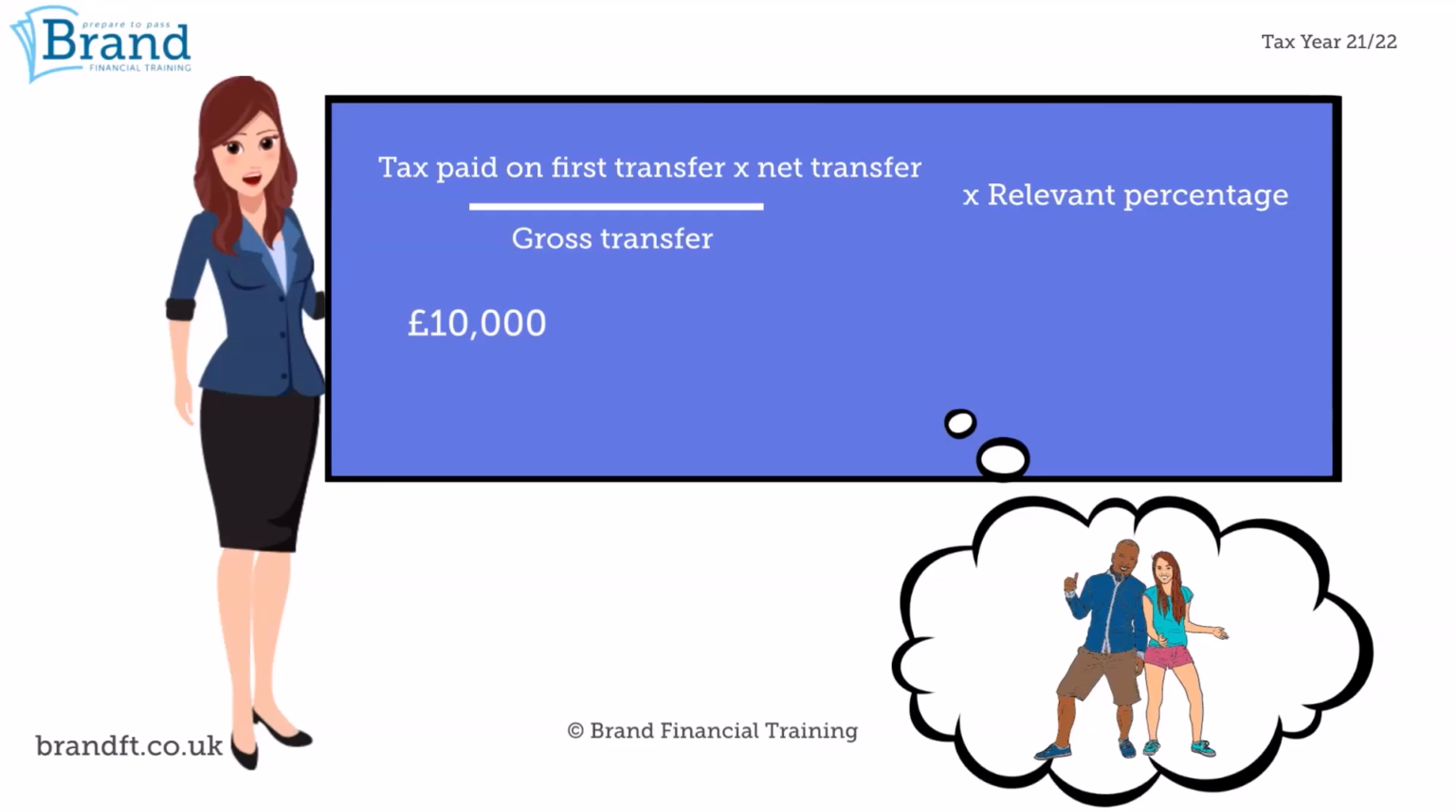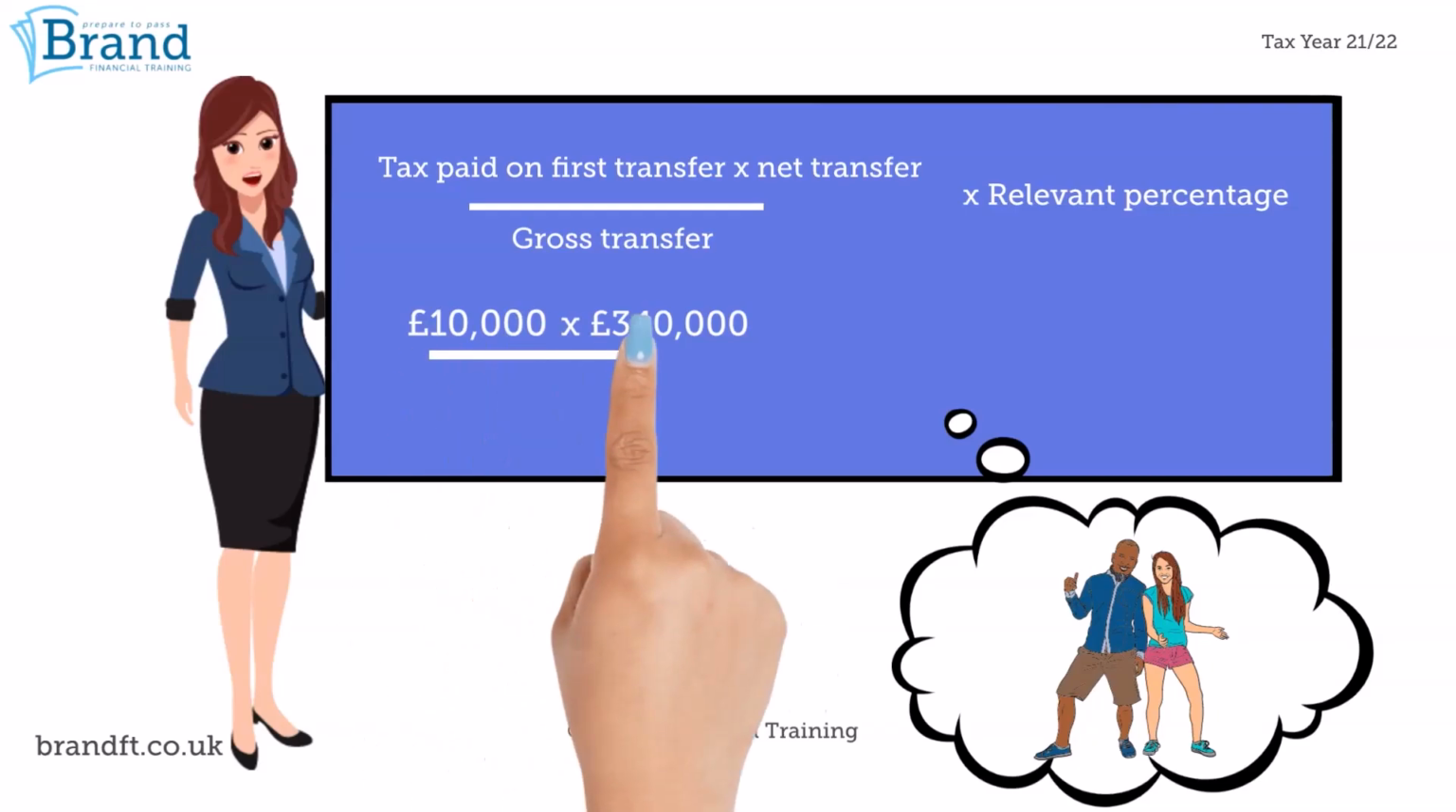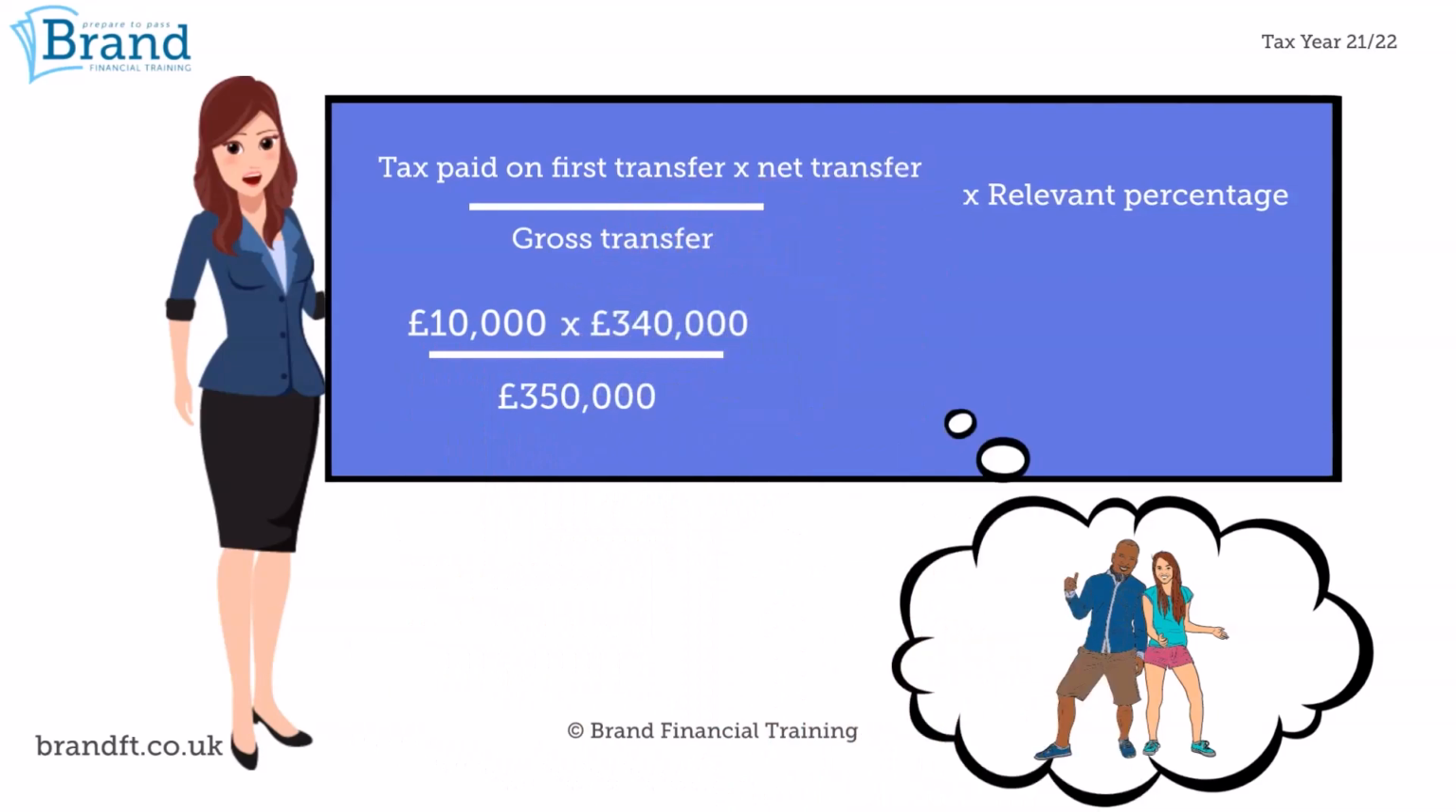This gives a net transfer of £340,000, i.e. the full amount of the estate, less the tax paid. The gross transfer is then £350,000. £10,000 multiplied by £340,000 and then divided by £350,000 gives us £9,714.